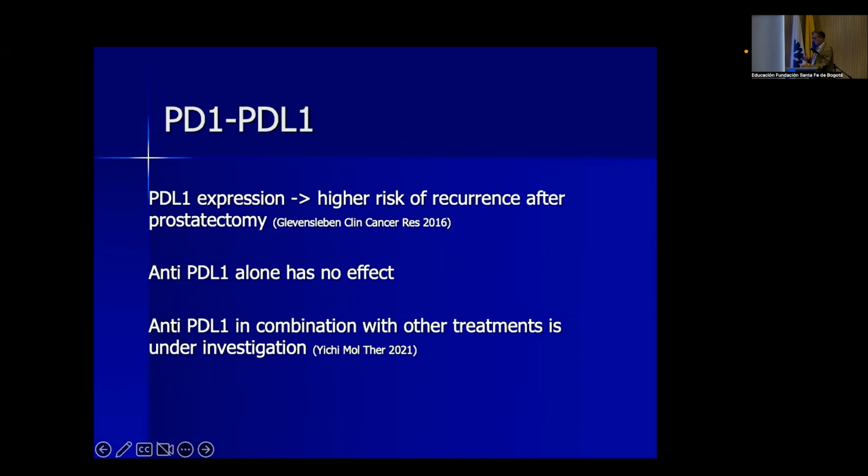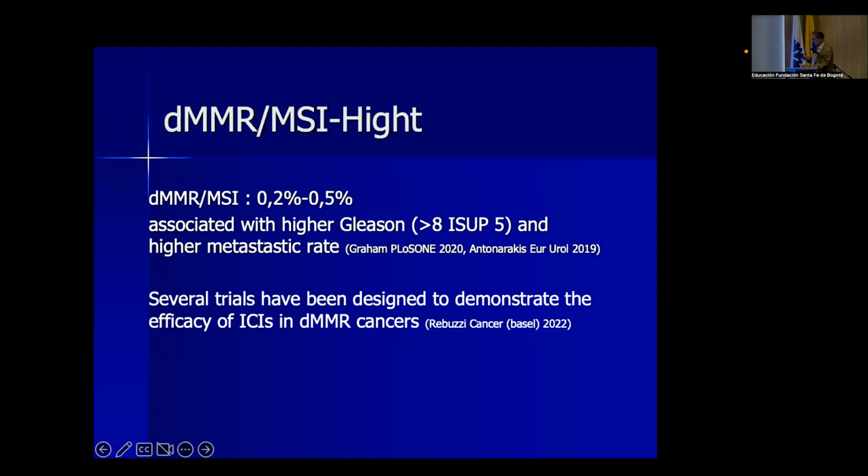We have seen that PD-L1 expression is correlated with a high risk of recurrence, but anti-PD-L1 treatment alone has no impact on the disease, maybe because of this microenvironment in prostate cancer. So the idea now is that the treatment by inhibition of checkpoint inhibitors might be used in combination with other treatments. And this is under investigation.